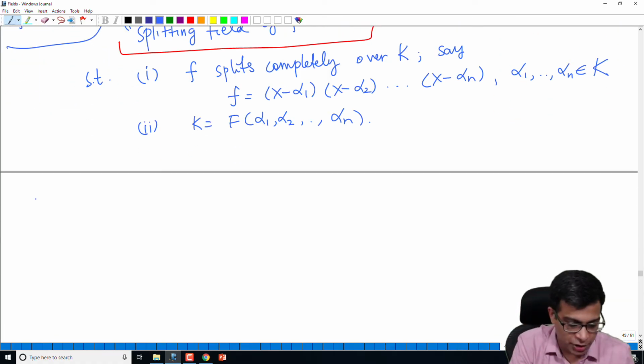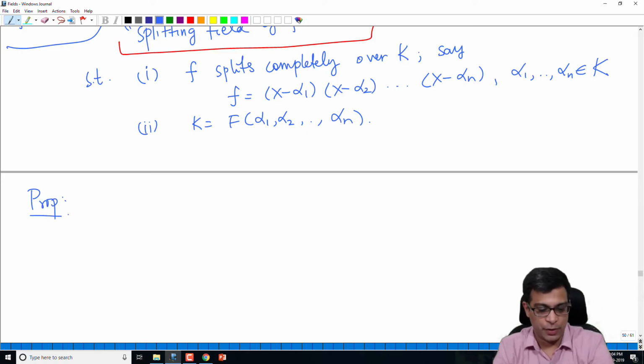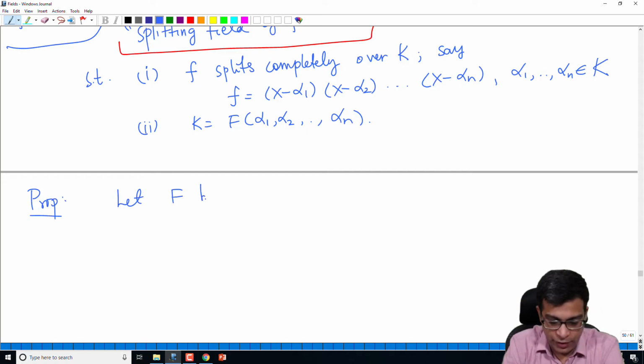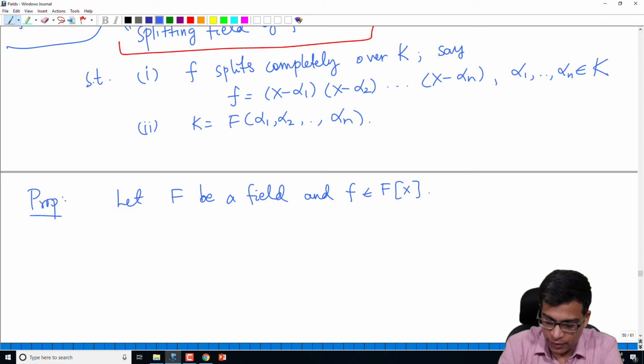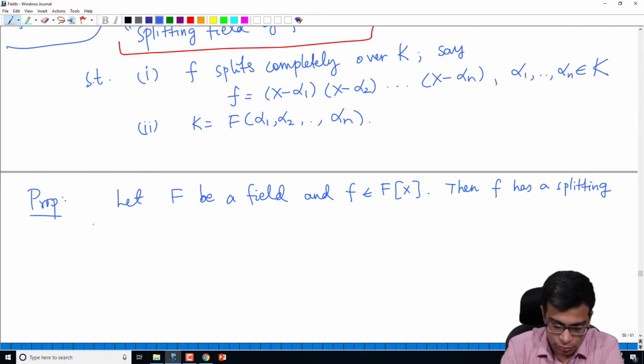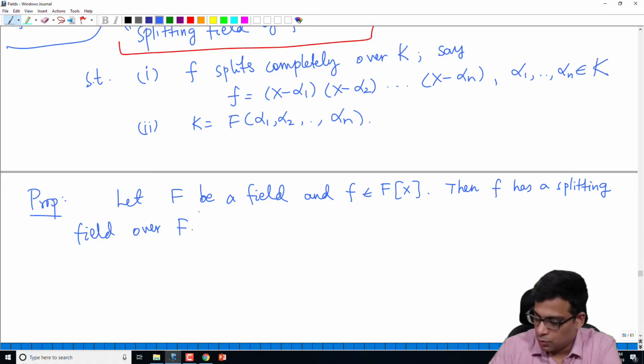So now the definition is done, now the proposition is: every polynomial has a splitting field. Let F be a field and let small f be a polynomial over capital F. Then small f has a splitting field over capital F. What is the proof?